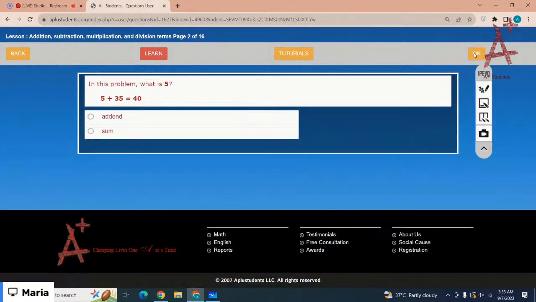In this problem, what is 5? So in case of addition, both the numbers are added, right? Because in case of addition, it doesn't matter which number you write first. Either you do 35 plus 5 or you do 5 plus 35, right? That would be 40. So both the numbers must be added. 40 is the sum and 35 and 5 are the addends.